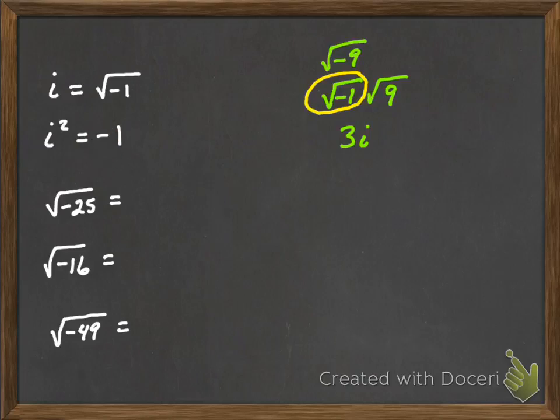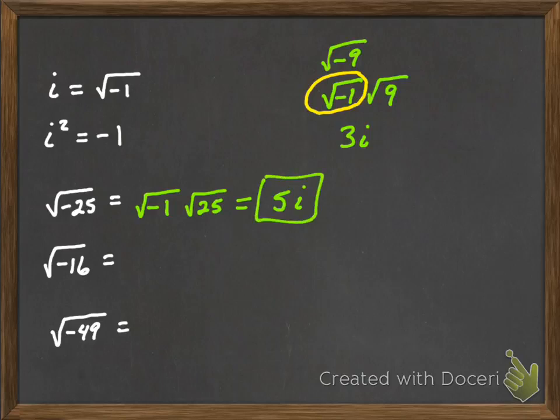All right, so let's look at some simplifying of some problems here. The square root of negative 25 can break apart into the square root of negative 1 times the square root of 25. The square root of 25 is 5, and the square root of negative 1 is i. So that's what it simplifies down to.